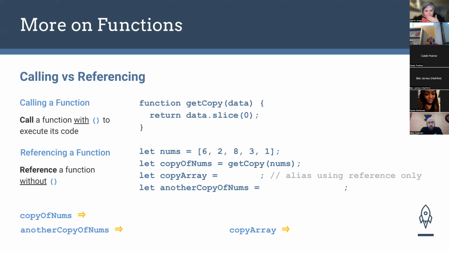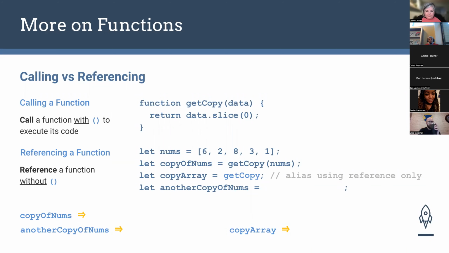Get copy. Just get copy. And this is where it's important. It's just a reference. You're not calling the function. So we're not storing the result of a function into copy array. We're saying, I want to start using this as the name for the function, and it's going to point to the original function.